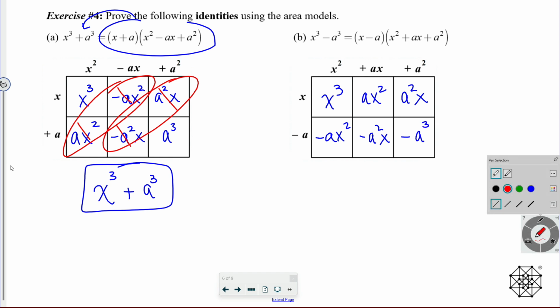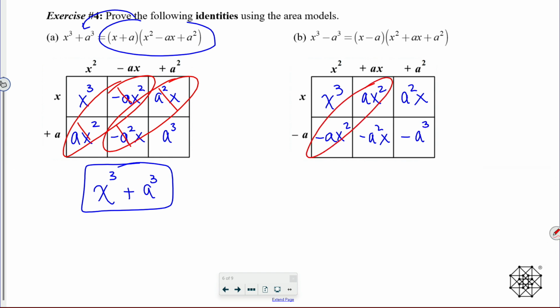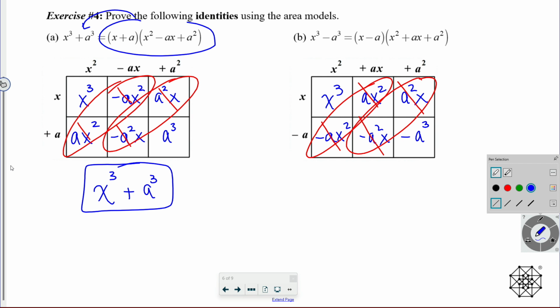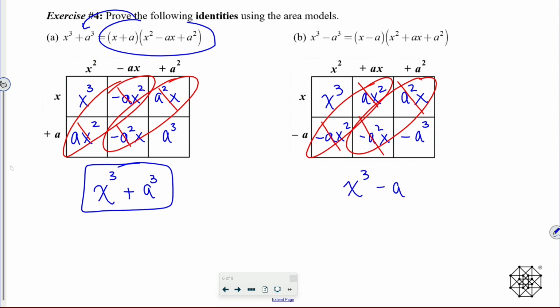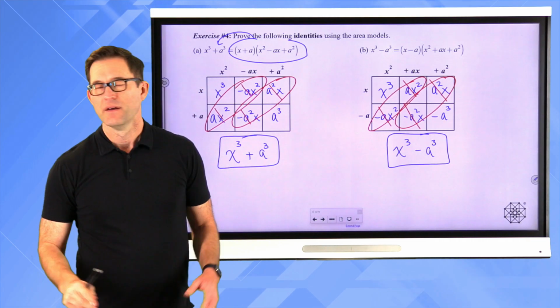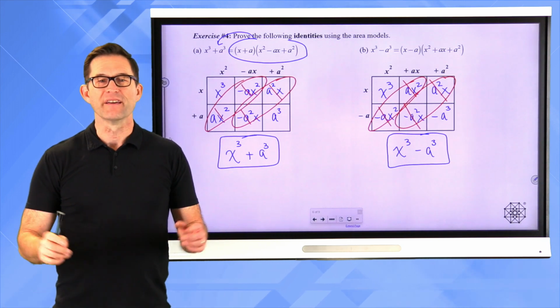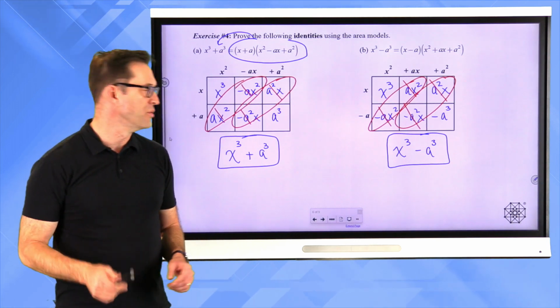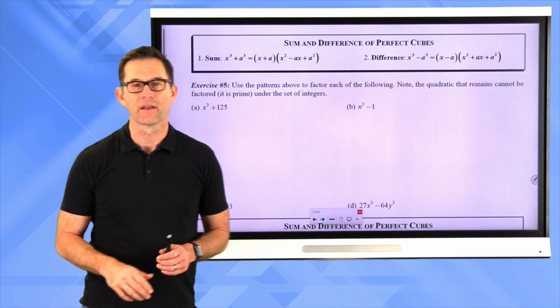Just like before, right? Along our diagonals, we've got additive opposites. That negative ax squared and positive ax squared cancel. That negative a squared x and that positive a squared x cancel. And what we are left with is just x cubed minus a cubed. Amazing. So how do we actually use these to factor? Well, let's take a look.